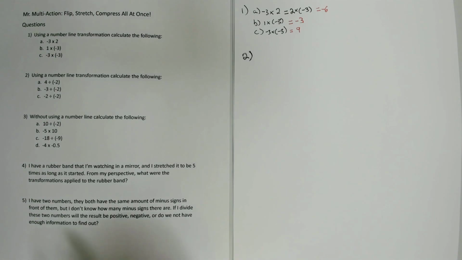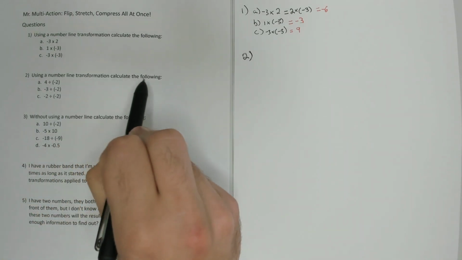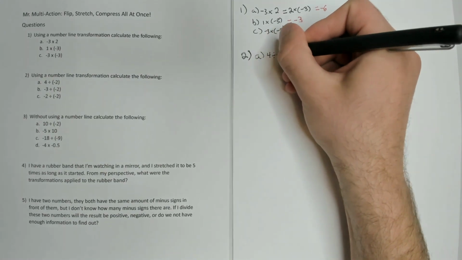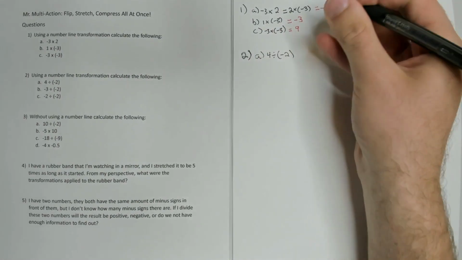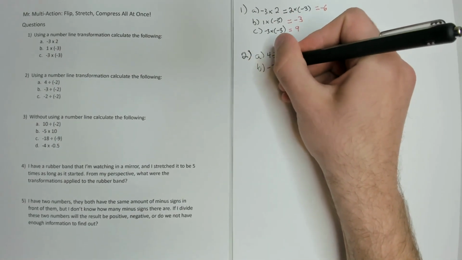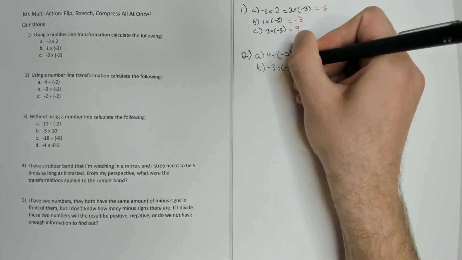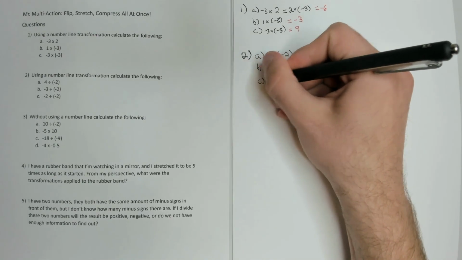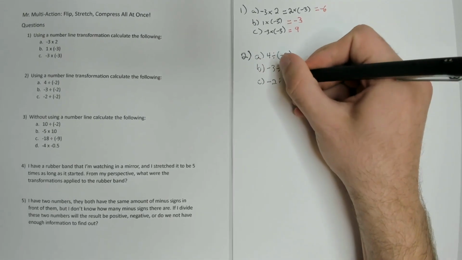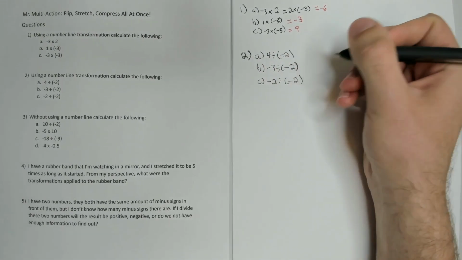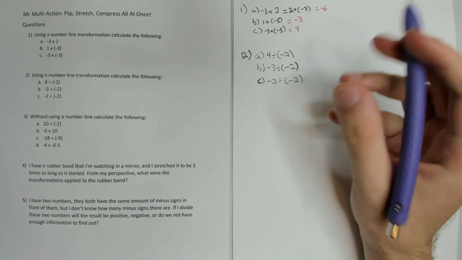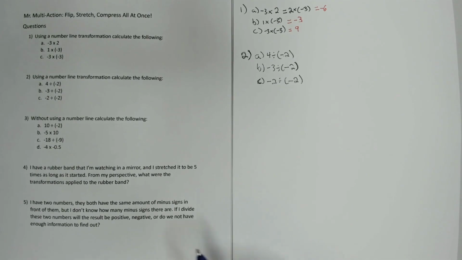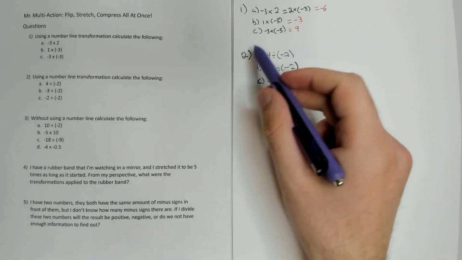All right, number 2 says, using a number line transformation, calculate the following. We have 4 divided by negative 2, negative 3 divided by negative 2, and negative 2 divided by negative 2. My black pen was kind of dying, so I've switched to purple, which is somewhat close to black. All right, so we're going to be using a number line to calculate all these.